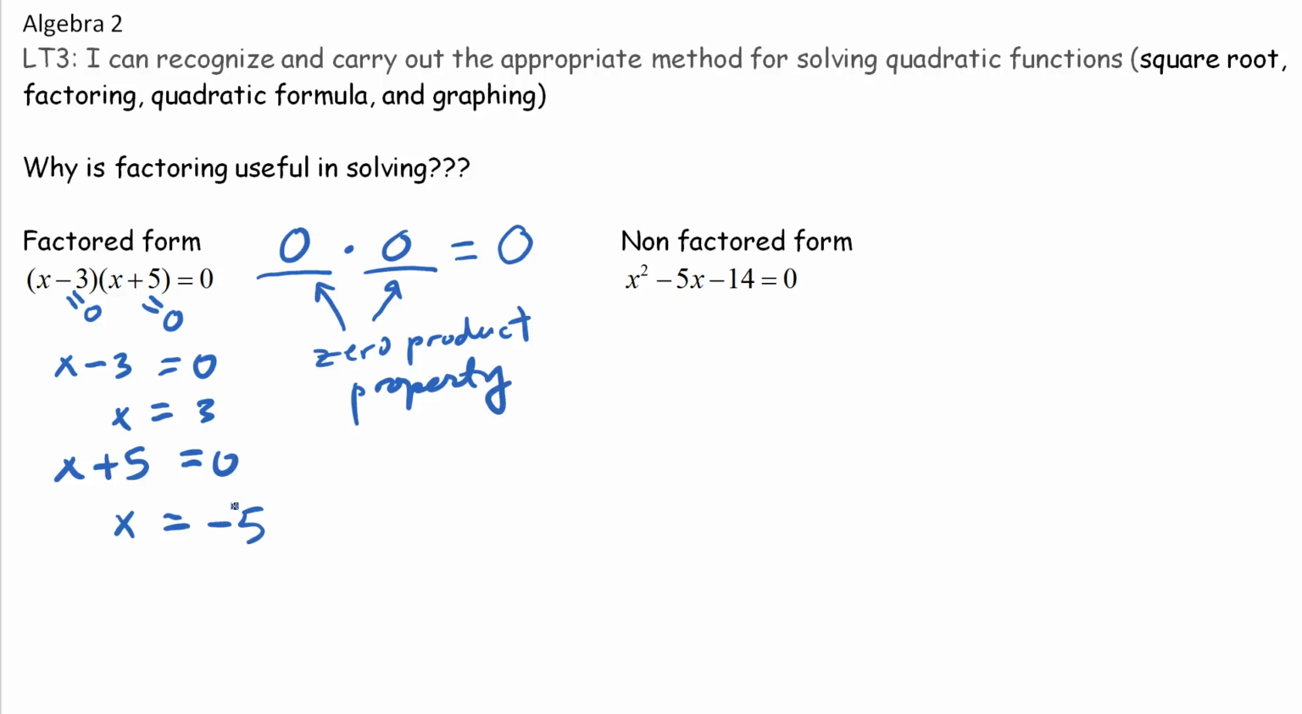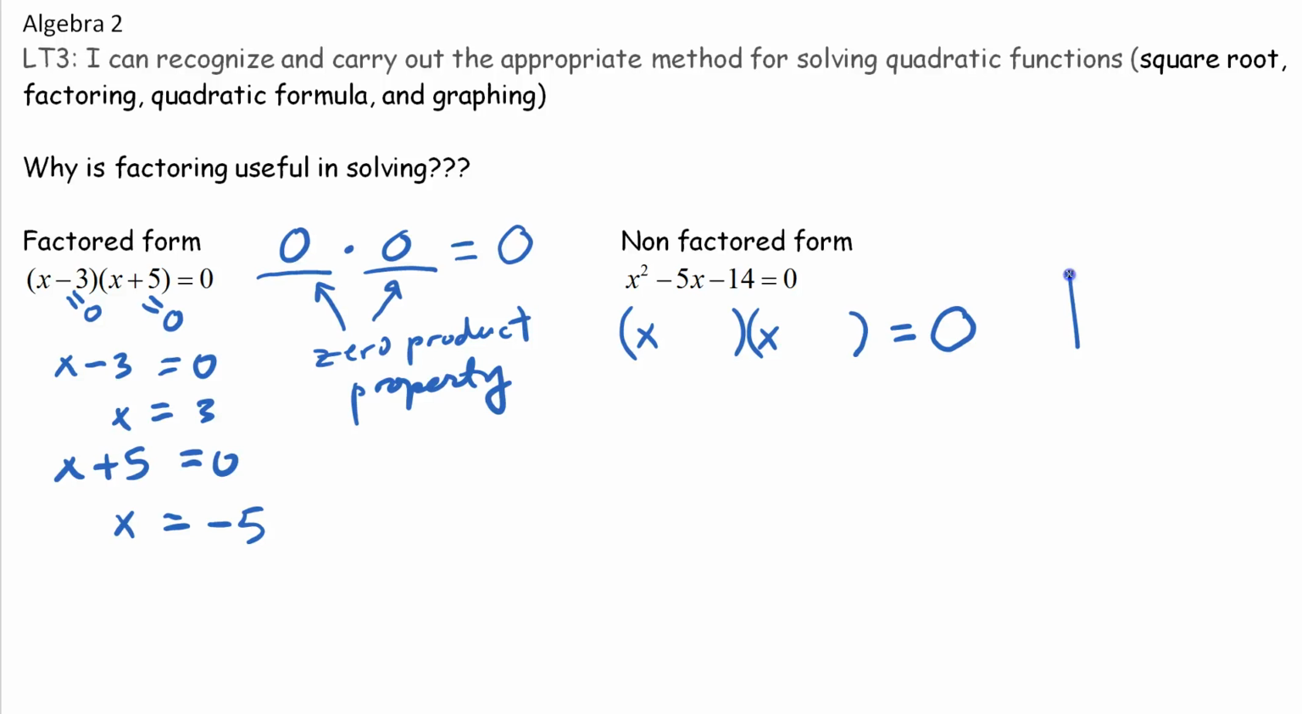Now, in the scenario, we do not have a quadratic in factored form, rather it's in standard form. Now we want to look at, can we write this in factored form? If we can write it in factored form, then we can apply the zero product property. Not all quadratics can be factored. It's useful to try to factor it first, because then the solution can be obtained rather easily.